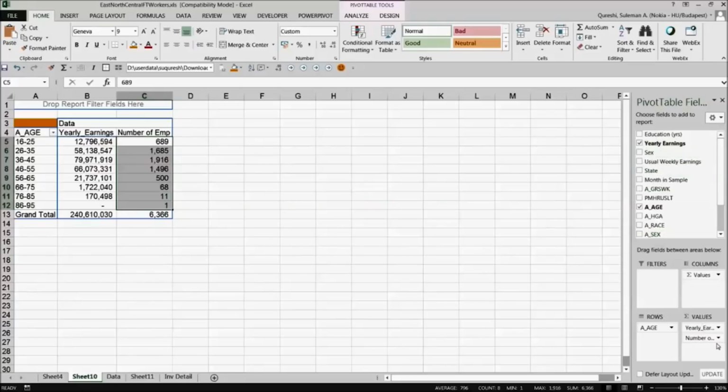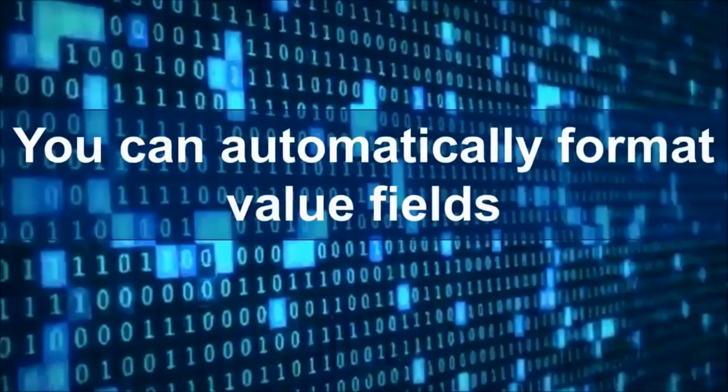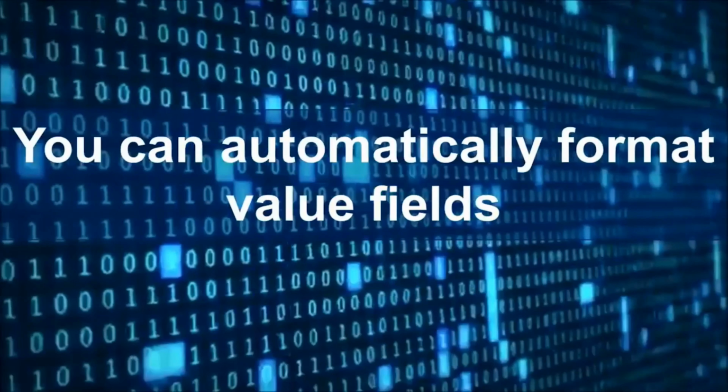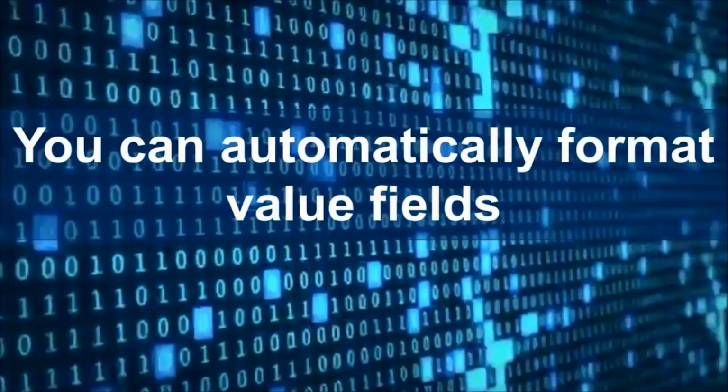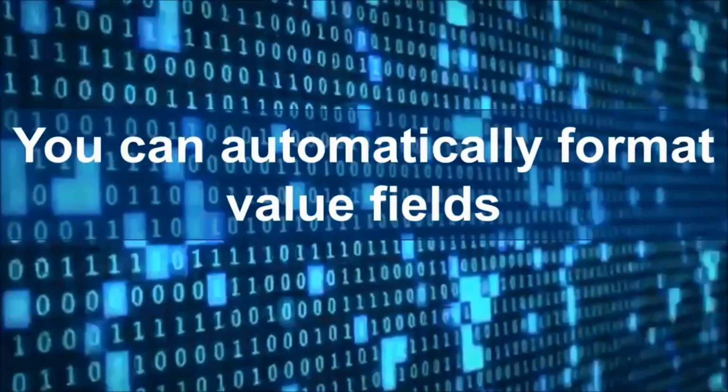So I've entered twice this yearly earning, once with the summation and the other one with the count of those employees. Then you can automatically format the value field in your pivot table. Anytime you add a value field to a pivot table, make sure you set the number format on the field itself.